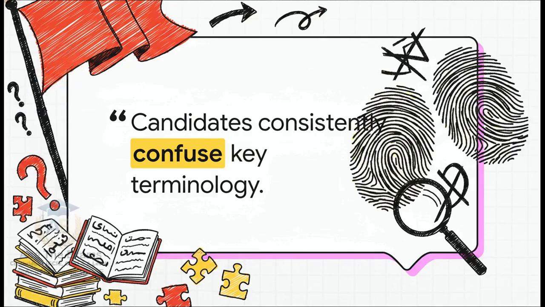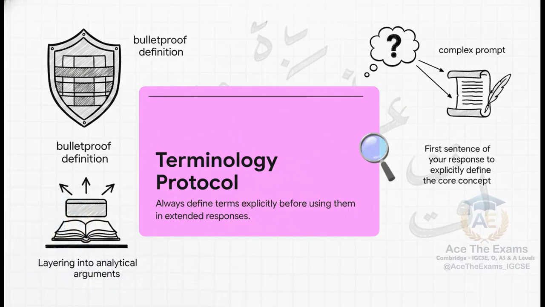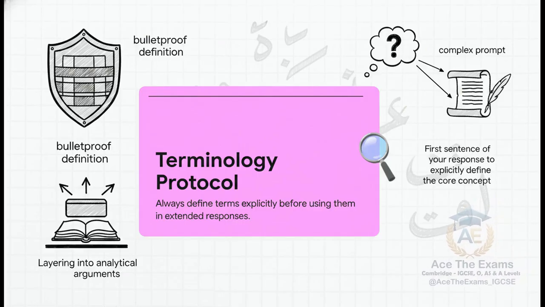The principal examiner report gives us the answer. Candidates consistently confuse key terminology. When you do your 60-second scan, your primary objective is to extract the exact terminology required by the command words. If you confuse the terminology, your logic fails before your pen even hits the paper. To solve challenge 1, you apply the terminology protocol. Always, and I mean always, define your core terms explicitly before using them in your extended responses. When you start an analytical paragraph, don't just jump into the deep end. Define the parameter. It neutralizes the threat of a misunderstanding and proves to the examiner that your case is built on a solid factual foundation.